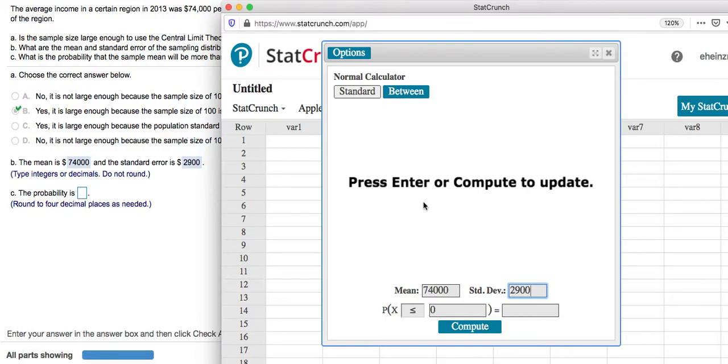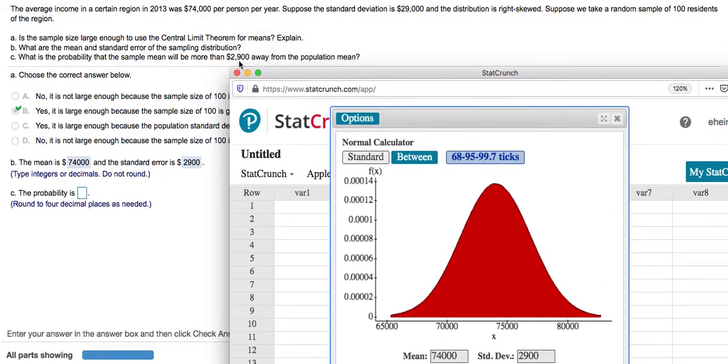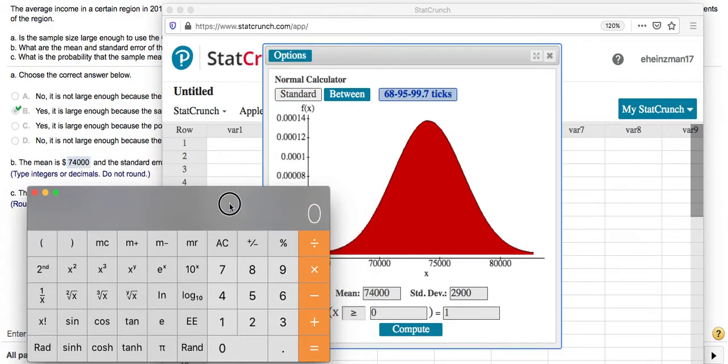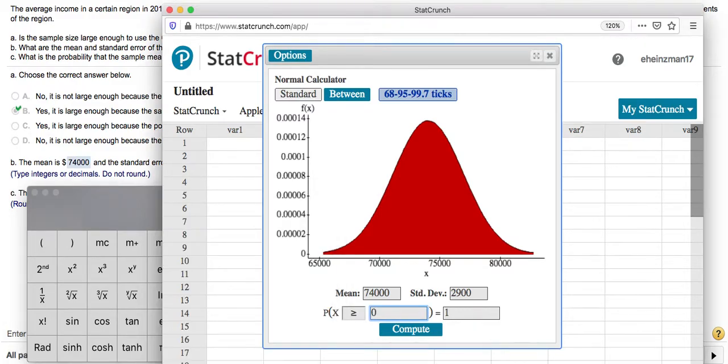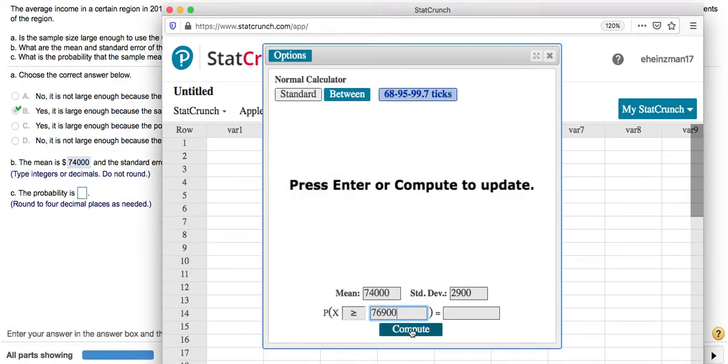I don't think there is an option for being like less than and greater than at the same time. So I'm going to switch this to just greater than for now. And it says to be more than $2,900 away from this mean. So that means, pull up my calculator here, if the mean is $74,000 and we're more than $2,900 away from it, we would add 2,900. Okay, so this is the value that I want to put here. That's $76,900. So I can close this, and I'll click compute.